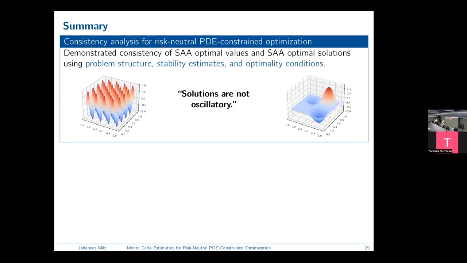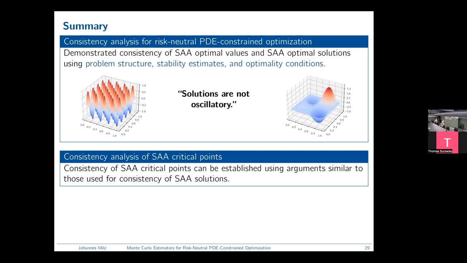And so what we have done is analyze the consistency of SAA optimal values and SAA optimal solutions. And since these problems are non-convex, we would also be interested in critical points or stationary points, but the analysis is very similar. So actually this compact set I've shown you earlier does not just contain the solutions, but also the SAA critical points and stationary points. So it contains many interesting points that are relevant for optimization.